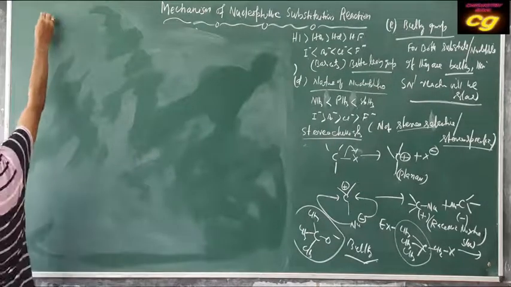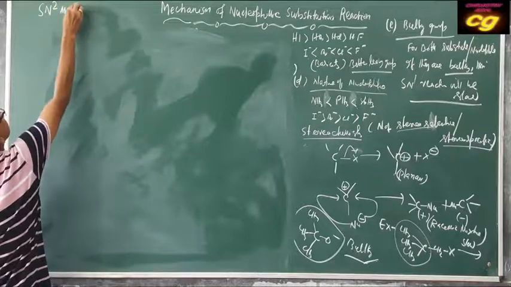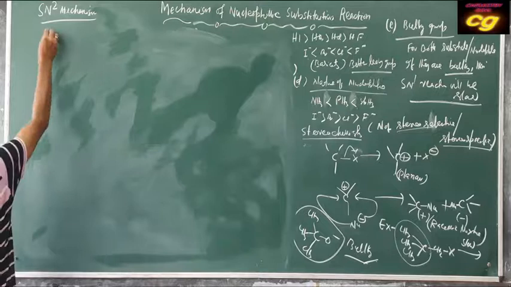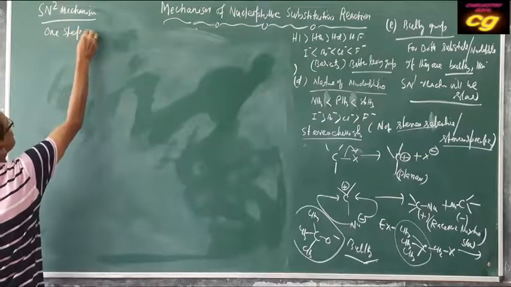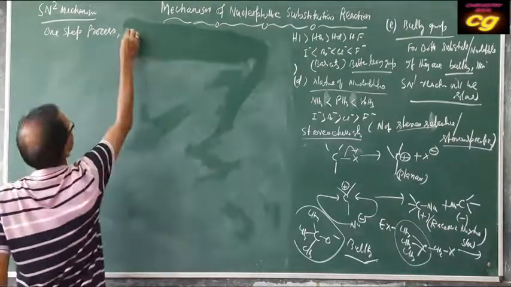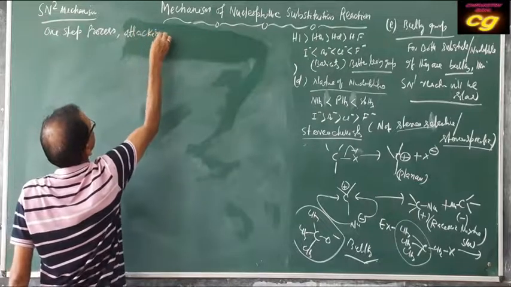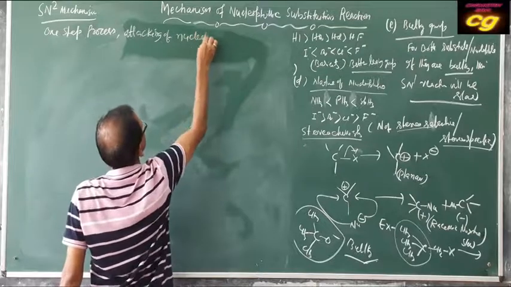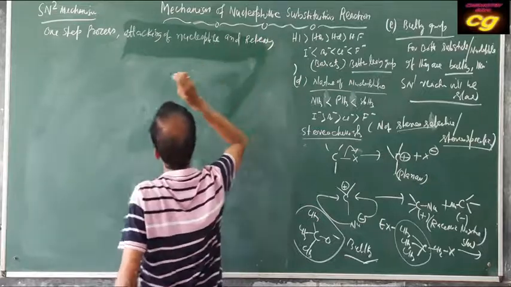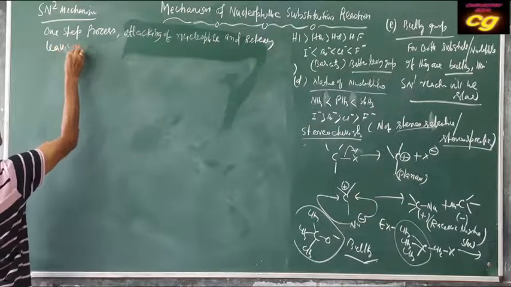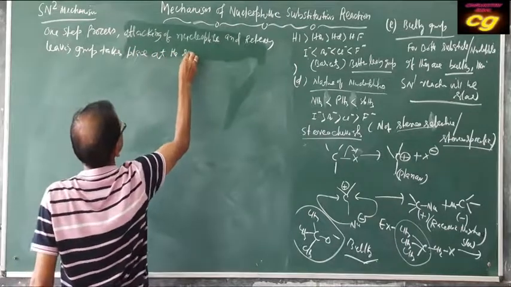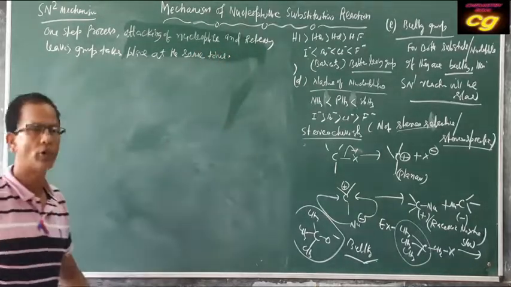Then the SN2 mechanism. The SN2 mechanism is a one step process. One step process means that the attacking of the nucleophile and the releasing of the leaving group take place at the same time. Both occur together, attacking and releasing.